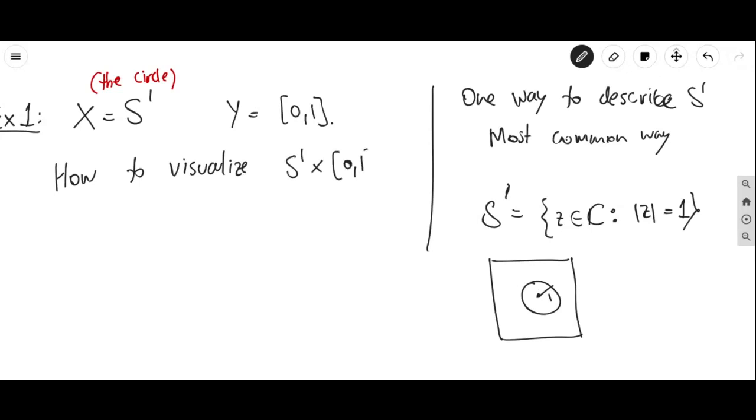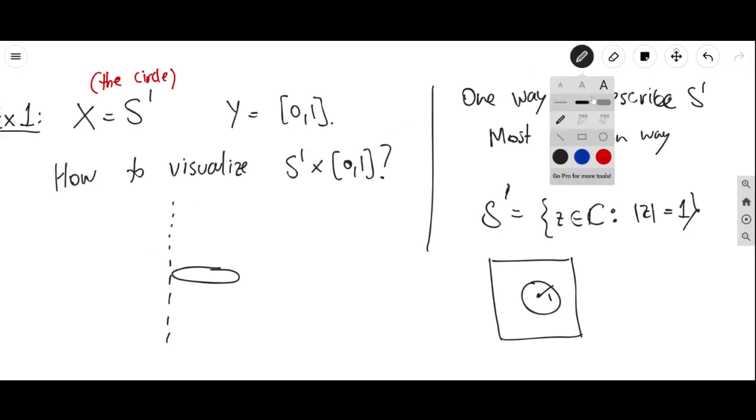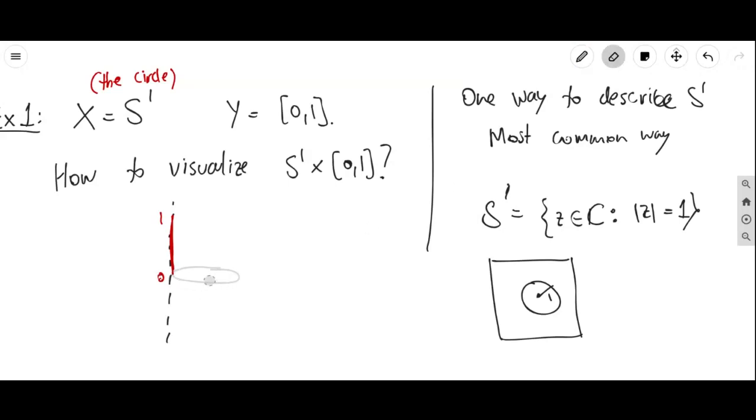S1 times [0,1]. So here's how you do it. I know that previously we draw one axis like this, one axis like this, but when we draw the circle, we're going to draw it like a circle, and then we're going to have another axis going like that, and it's going to move from 0 to 1. So we move from 0 to 1 on the other axis, and then we look at all of the points that we generate if we're allowed to move like this and like this. And maybe you get to see what that is.